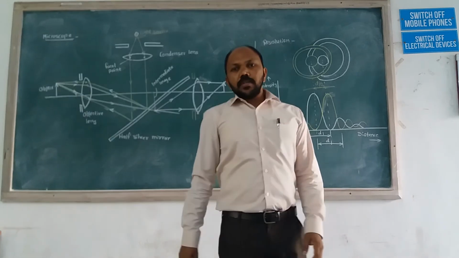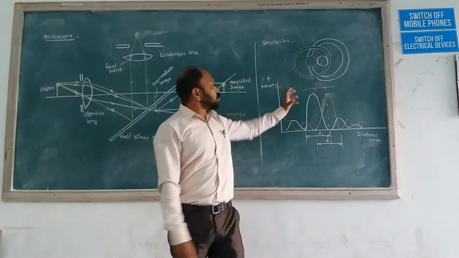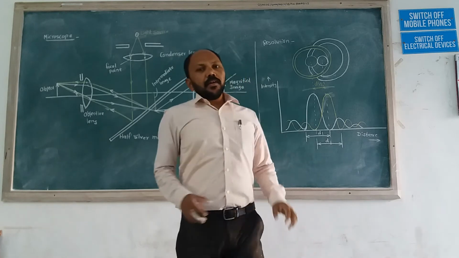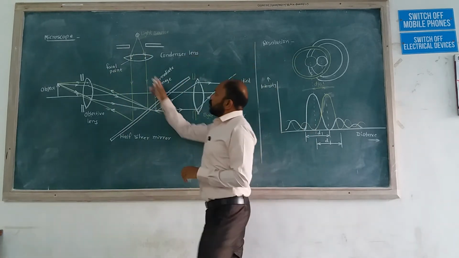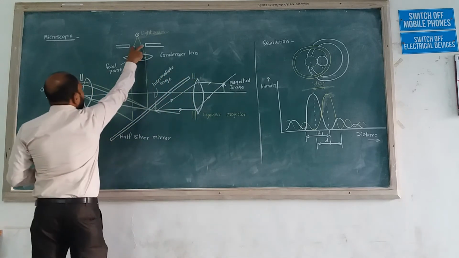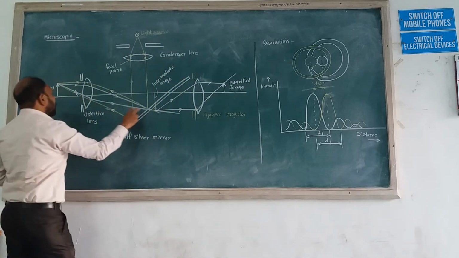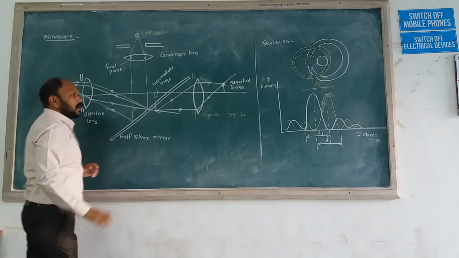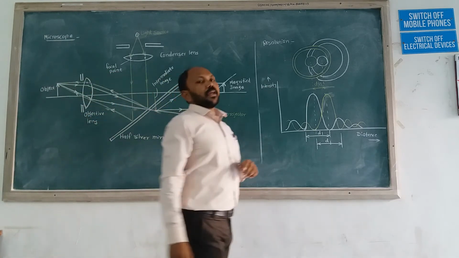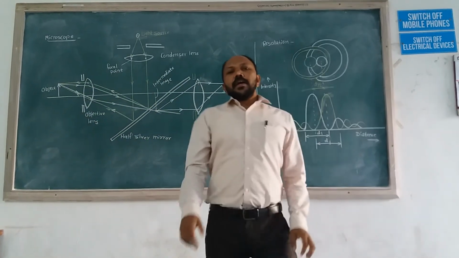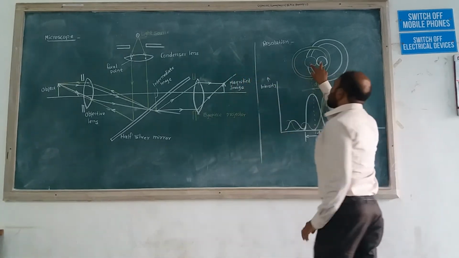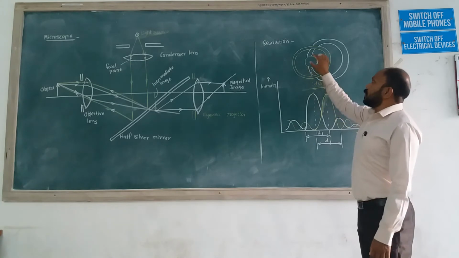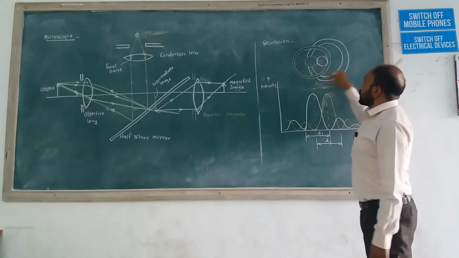What is meant by resolution in this case? Here, resolution means if we consider two Airy rings come near to each other. Many Airy rings are formed. This is the aperture, so Airy rings are formed here, and again Airy rings are formed here. So more than one Airy pattern is formed. If those Airy rings come closer to each other, then these bright spots get closer to each other. This is again light, this is again light.